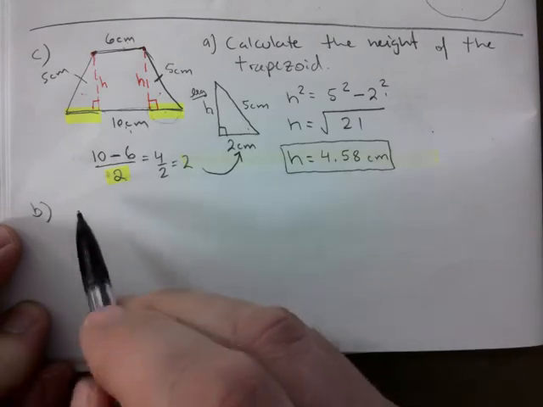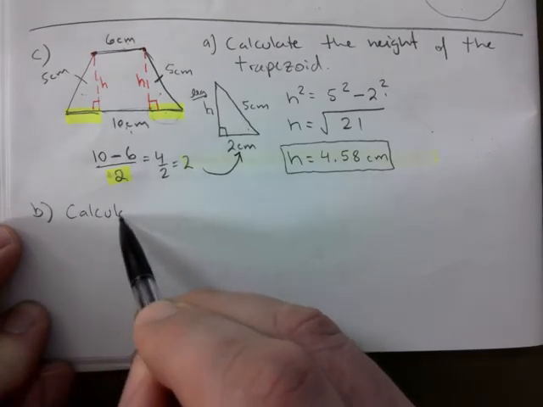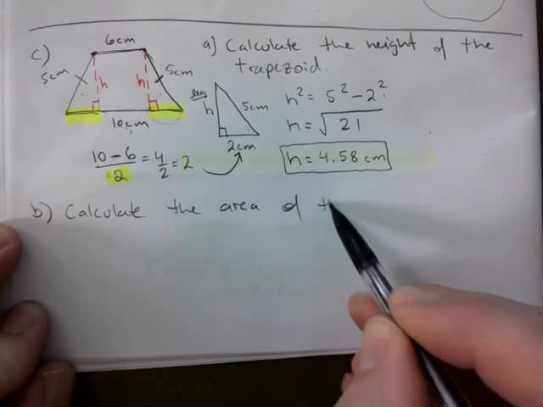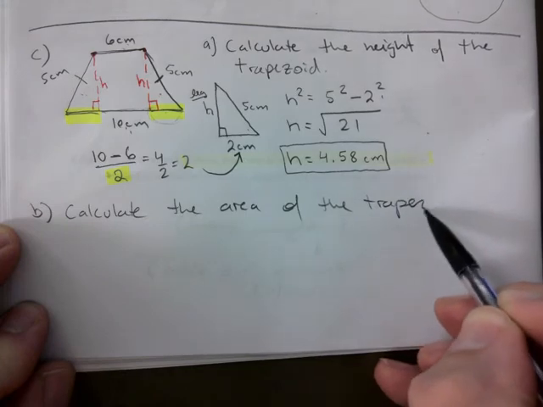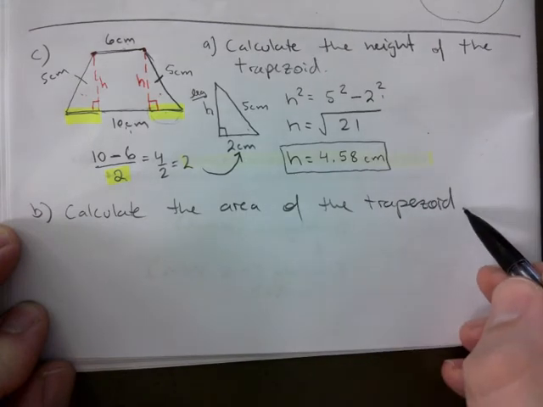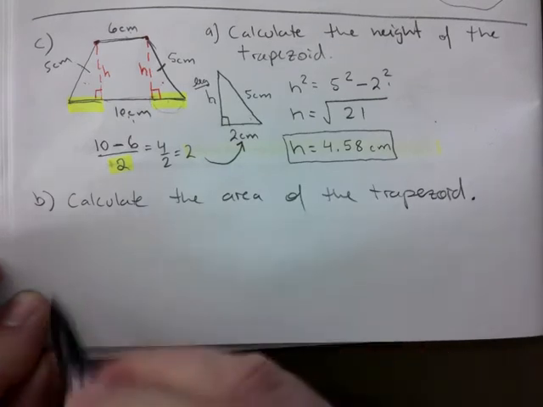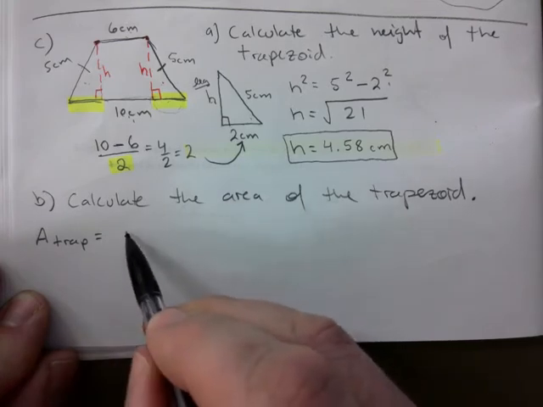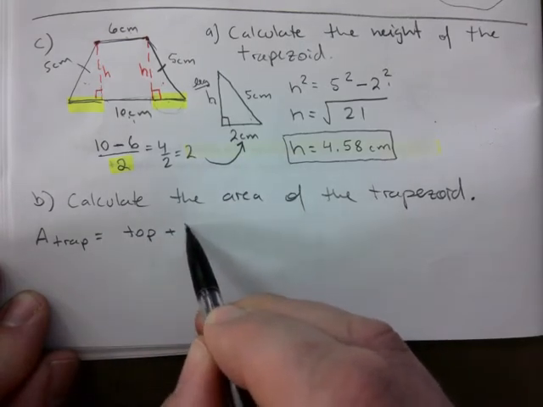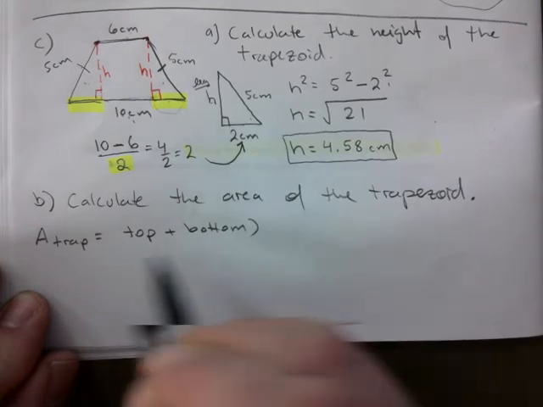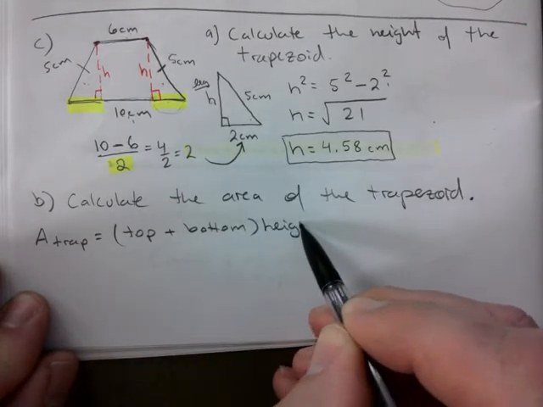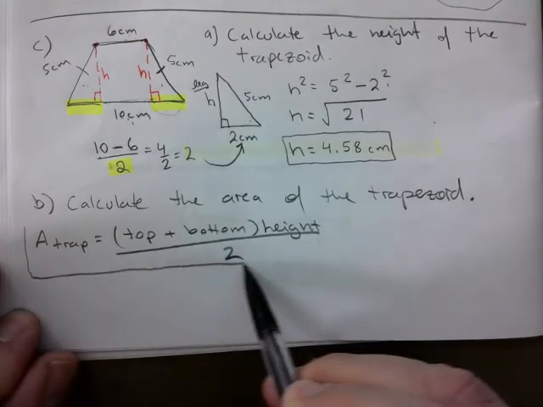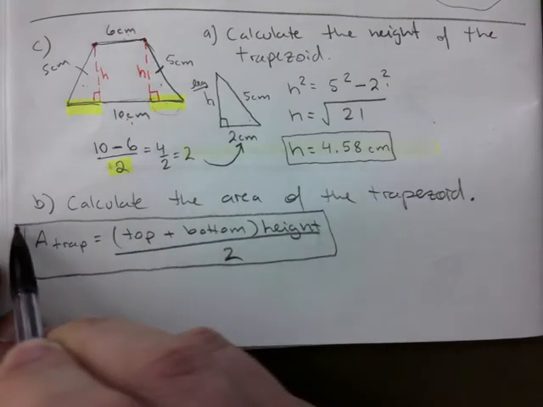B, calculate the area of the trapezoid. And I'm going to give you the formula for the area. Area of a trapezoid is taking the top, adding the bottom to it, multiplying that answer by the height, dividing all of that by 2. It looks scarier than what it actually is.